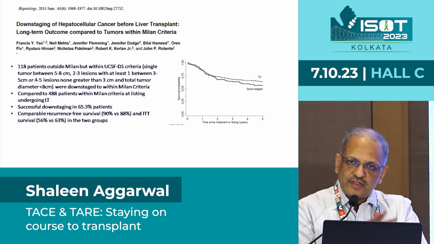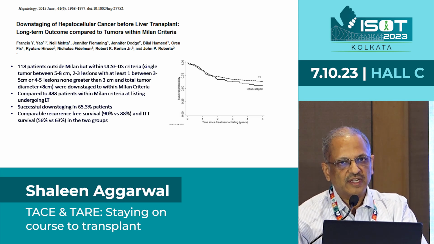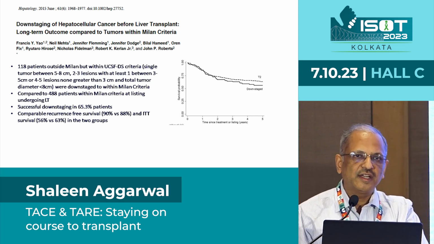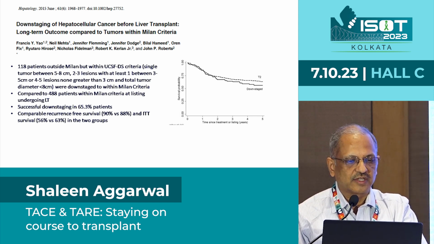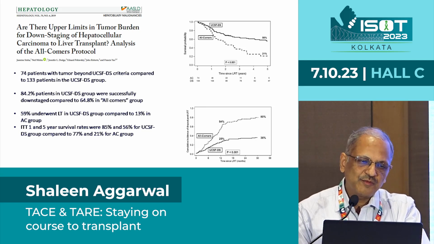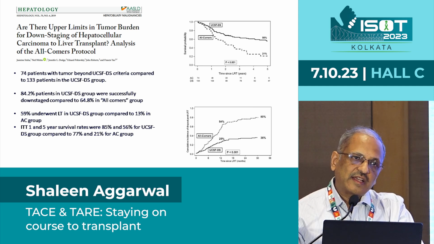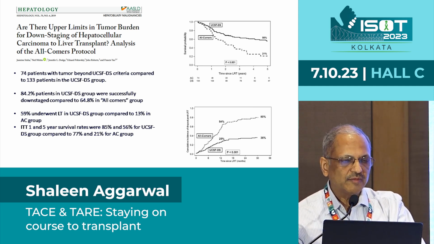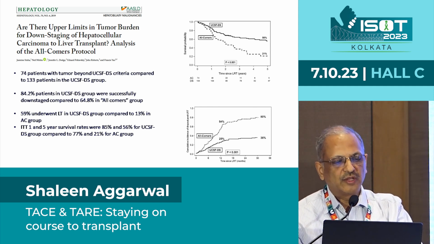So with these couple of studies, these are the two most landmark studies which have been quoted widely, but there are other studies also. It became established that if you expand the criteria and downstage these patients within Milan, you have almost equally good results. But then the same group analyzed the data further, the UNOS data, and they found that, can you just go on and on with any tumor downstage? If you're successfully able to downstage within Milan, you'll have equally good results. So the answer was a big no.